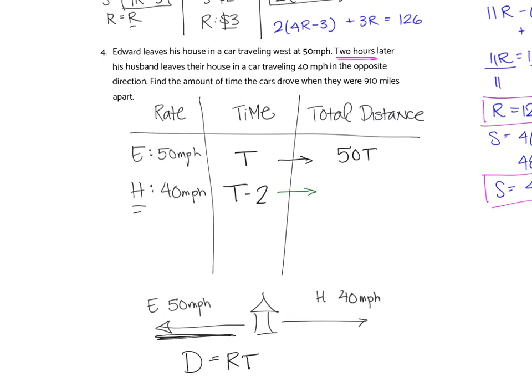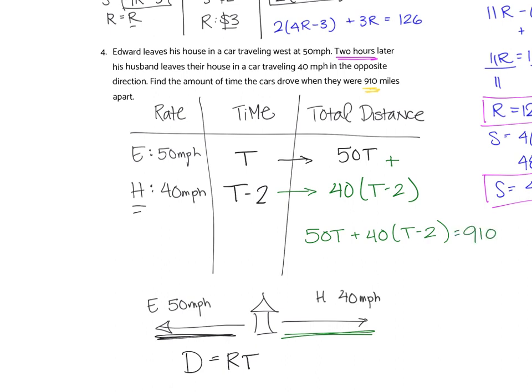And then for the husband's distance, it's going to be 40 times t minus 2, which will give me the distance going this way. So for the total distance they are apart, I'm just adding those two expressions. So 50t plus 40 times t minus 2 gives me the total distance they're apart. Unlike just the expression problems, I have one more piece of information. Find the amount of time the cars drove when they were 910 miles apart. So this total distance is going to be equal to 910 miles.